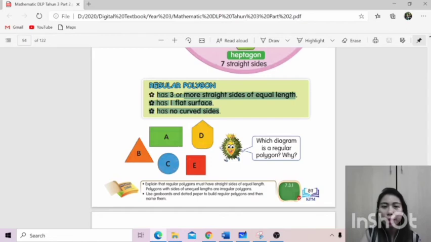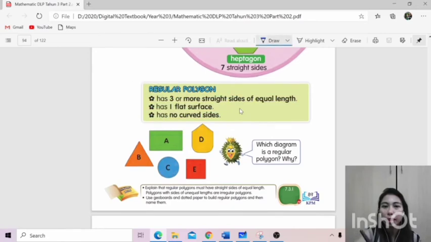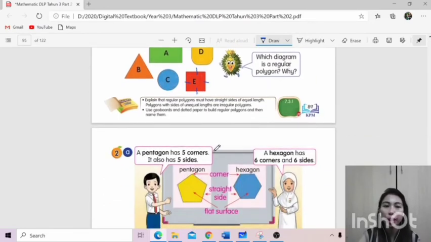C, is it a polygon? First of all, it has curved sides, which is not a polygon at all. So don't talk about regular. Of course, it's not a regular polygon. It's a circle. D, is this a polygon? You see the curved side here? So it's not a polygon. E, is it a polygon? This is a polygon. Is it a regular polygon? Yes, because all the sides are the same, equal length.